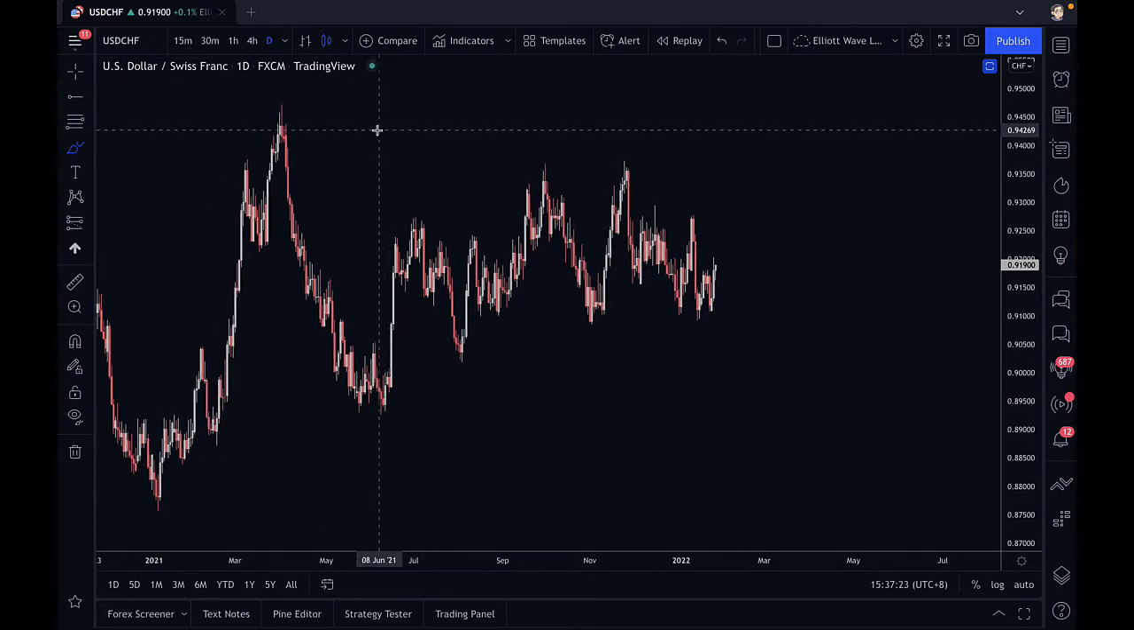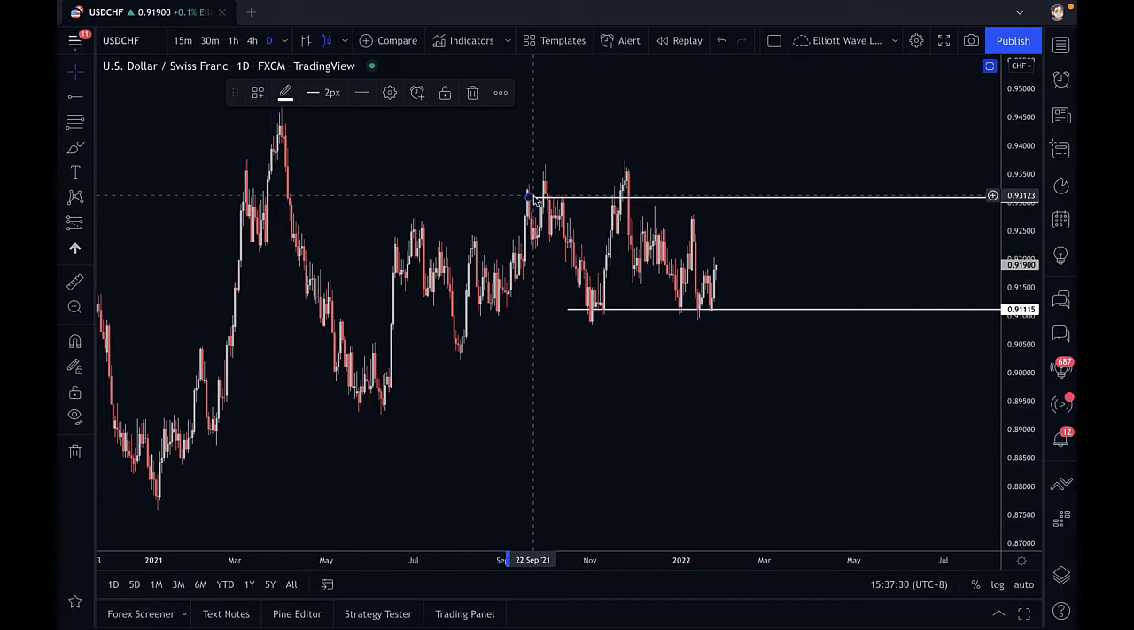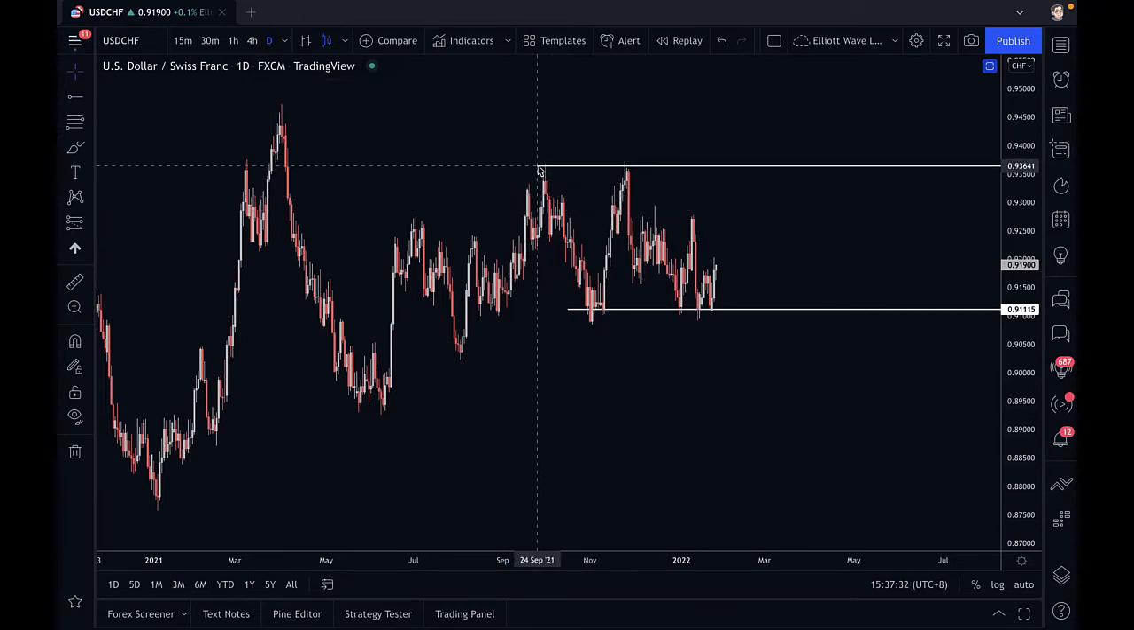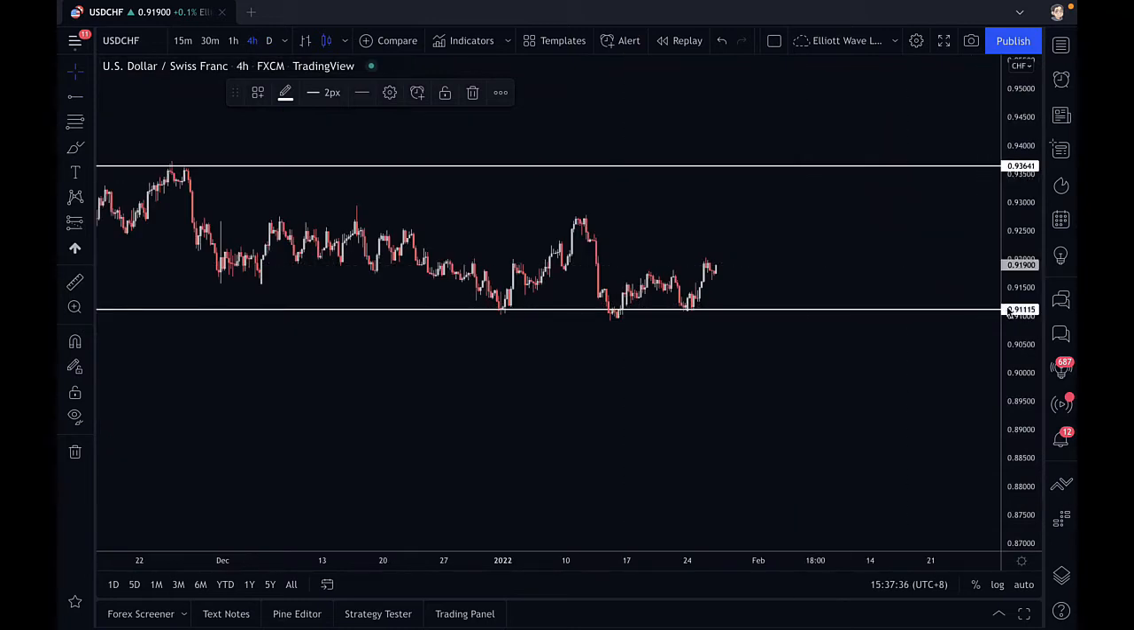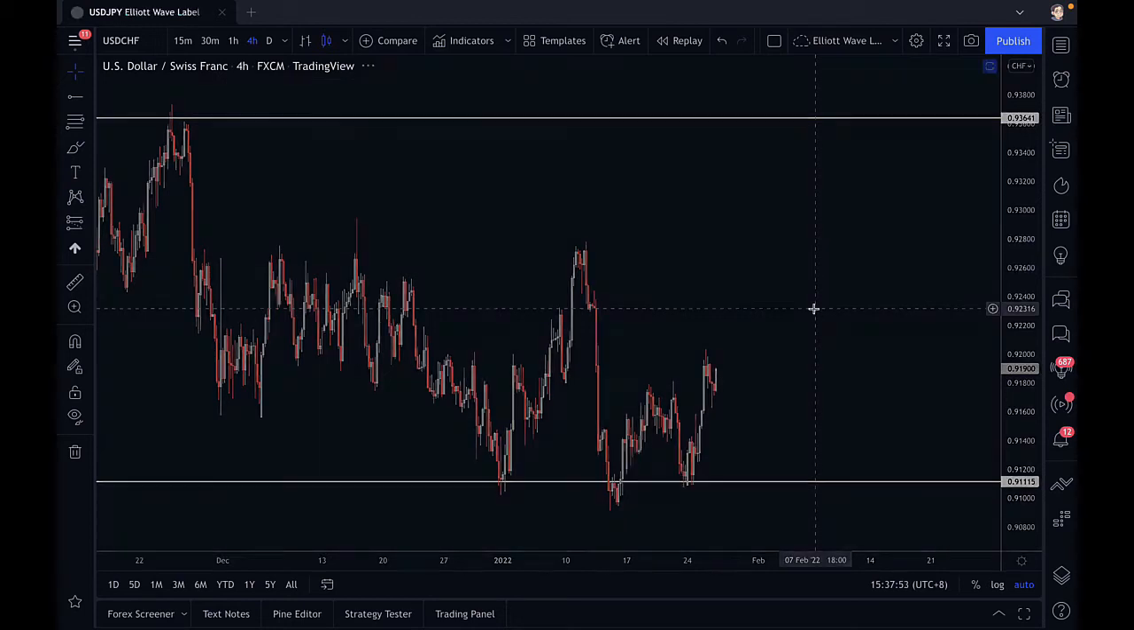So dollar franc on the daily scale, really nothing much. The market has been in this tight consolidation for a good amount of time. Personally, I would suggest that you want to just avoid it right now. It's not the best pair to be monitoring. And yeah, you want to hold on to a very neutral perspective where either direction is more or less like 50-50. So my suggestion on dollar franc is just leave it, give it sufficient time.